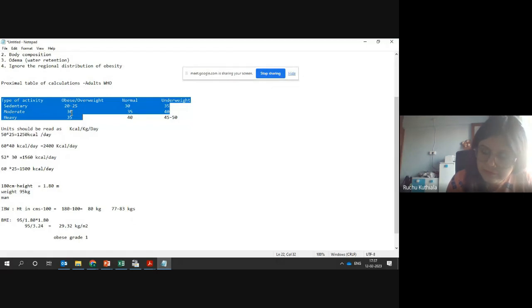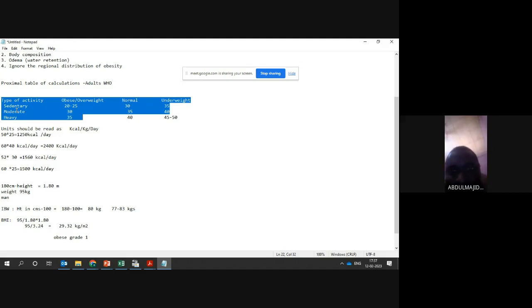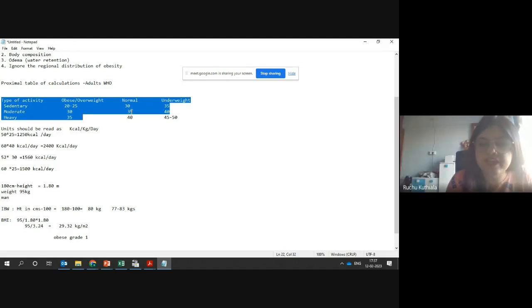Yes, moderate, correct. Moderate but under obese. If it is moderate under normal, then it would be 35. If it is moderate under underweight, it would be 40. Is it clear to you, Abdul?